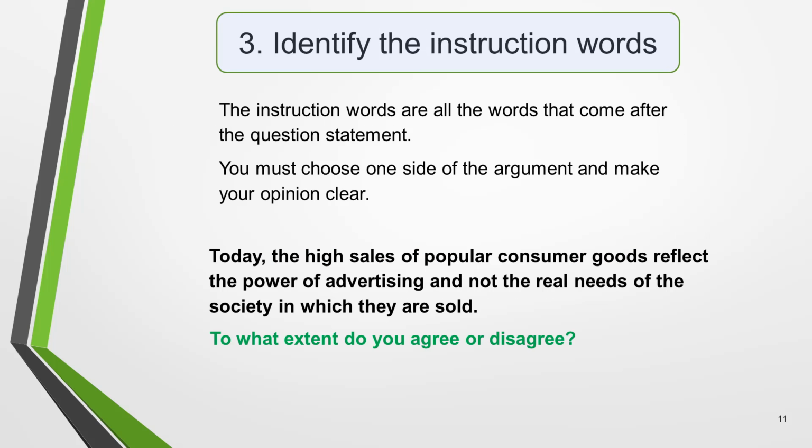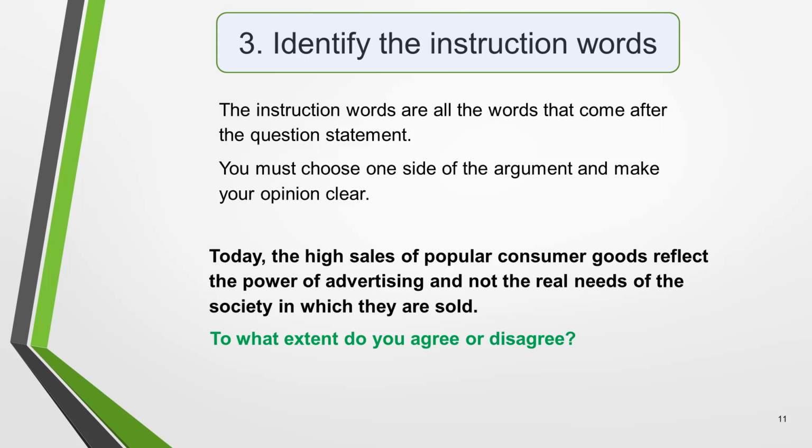Now for the instructions on the type of essay you should write. 25% of your marks are determined by how well you answer the question, so it's vital that you do exactly what the question asks you to do. Even if you have Band 8 language skills, you could drop down several band levels for failing to follow the instructions. The instruction words are all the words that come after the question statement.